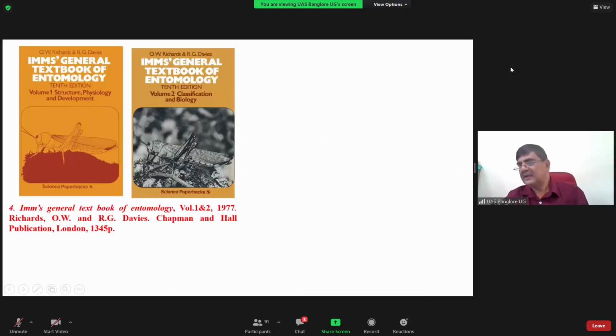And the next important book is IMS General Textbook of Entomology. This comes in two volumes. In the first volume, you get the insect structure, physiology and development. In the second volume, you will get the information related to the classification and biology of insects. This was edited by Richards O.W. and R.G. Davies.